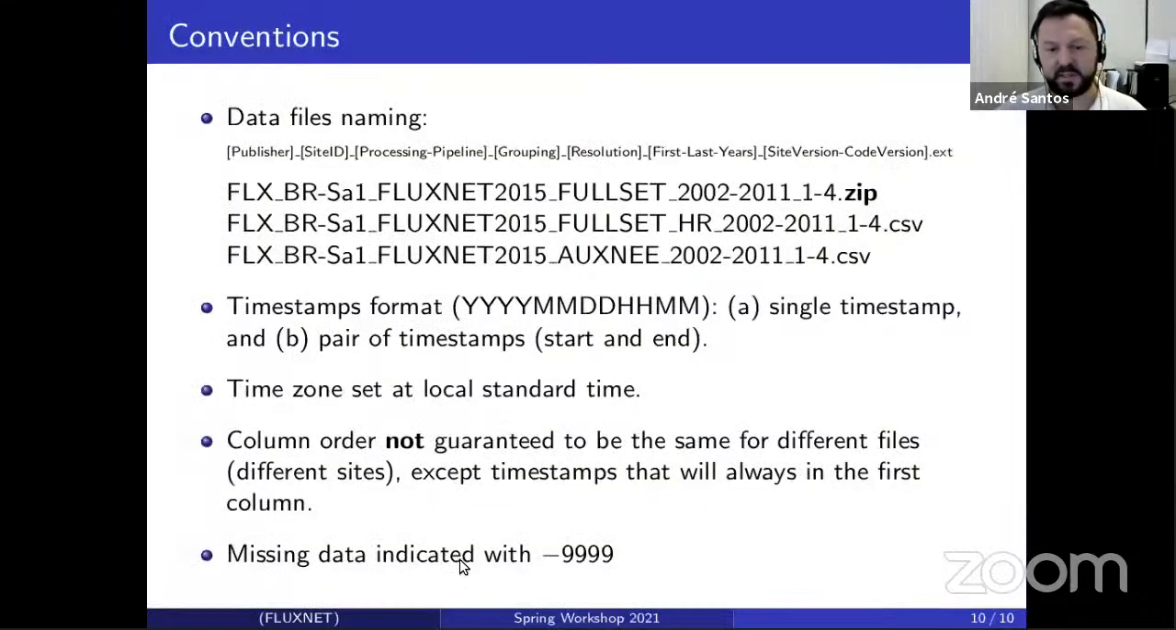The missing data is indicated with minus 9999 in FLUXNET data files. Lucas will also show you how in pandas you can replace this with None or NumPy NaN, putting this in a calculation format adequately.